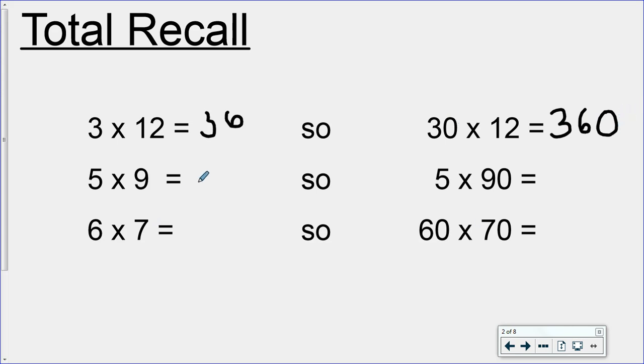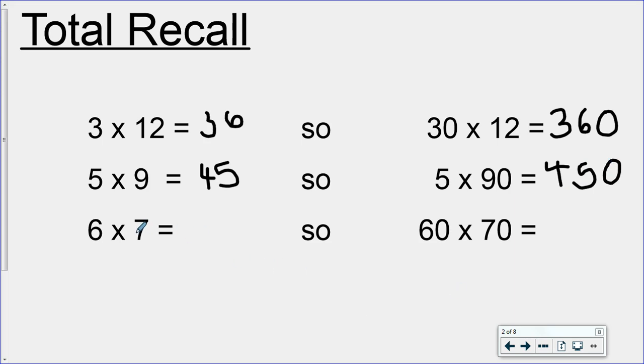5 times 9 then. We know our 5 times table really well. 5 times 9 is 45. So this time our 9 has been moved up a place value, multiplied by 10 to become 90. So what's 5 times 90 going to be? It's going to be 450. 10 times the previous answer. And we're putting that placeholder on the end.